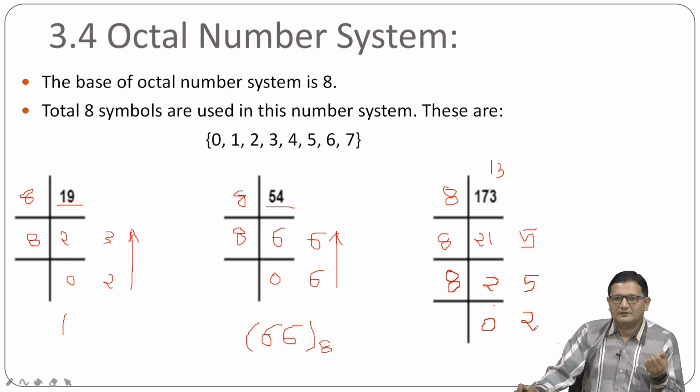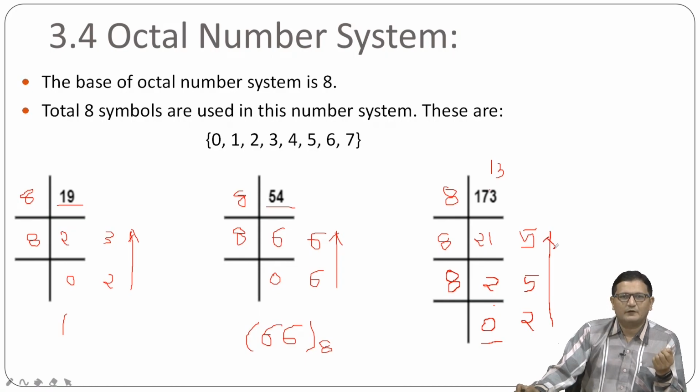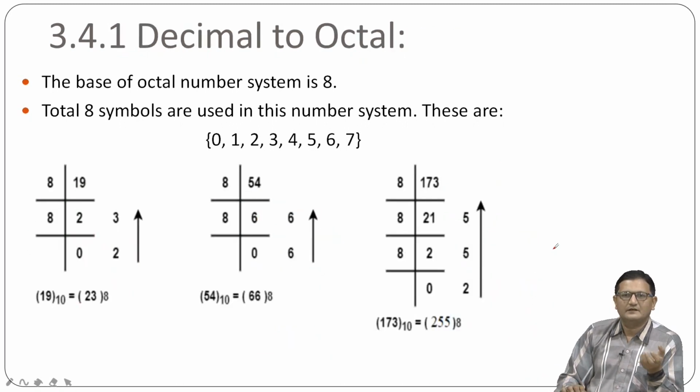Okay. Now when the number becomes 0, what you need to do is write down all the remainders this way. So that will make what? 255. It is the octal number of the decimal number 173, right? So in decimal we are writing 173, but if you want to represent that number in octal form, you need to write 255. Okay, fine. So the examples whatever we have done are mentioned here.